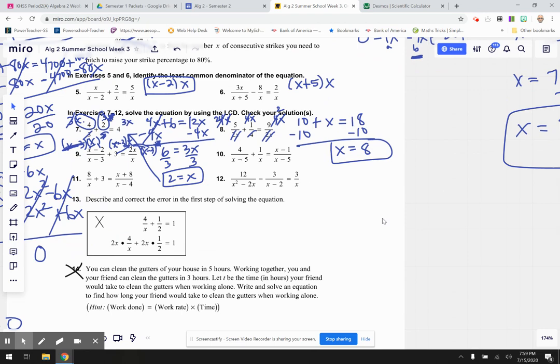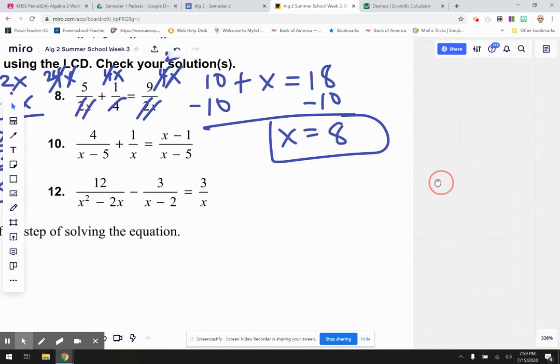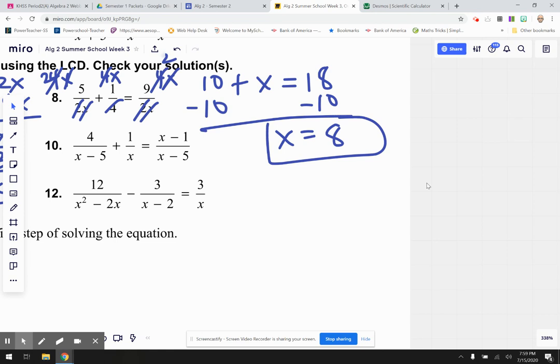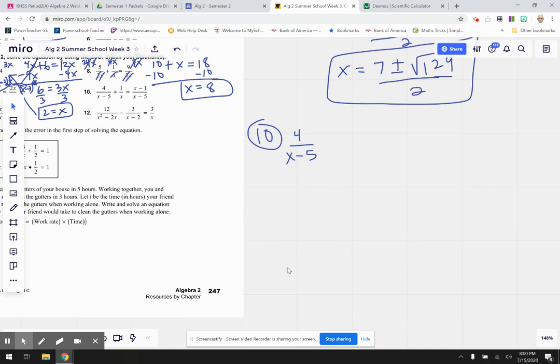Okay, let's look at number 10. I think I'm going to rewrite number 10 just so it doesn't get so messy for you, and maybe that'll help. So 4 over x minus 5 plus 1 over x equals x minus 1 over x minus 5.